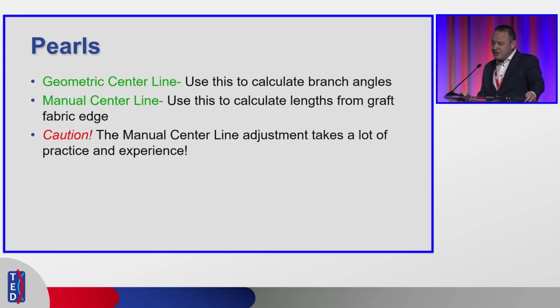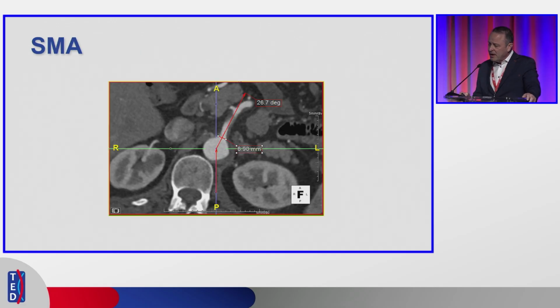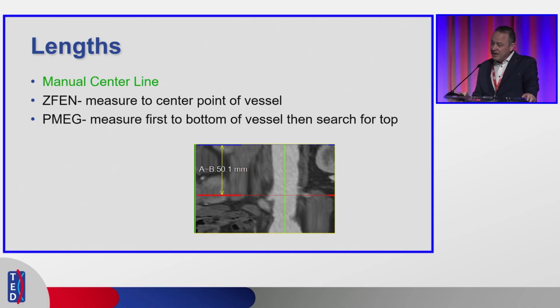These are some pearls. The geometric center line I use to calculate the branch angles, but the manual center line must be adjusted to calculate the lengths. I'll show you what I mean. I come down through the axial CTs, measure the widest diameter of the visceral vessel, and then calculate the angle through that vessel. Same thing for the right renal and the left renal. If you use the geometric center line and straighten out the image, TeraRecon in this case is going to put both of those renal arteries at exactly the same distance from the fabric edge, but they're not.